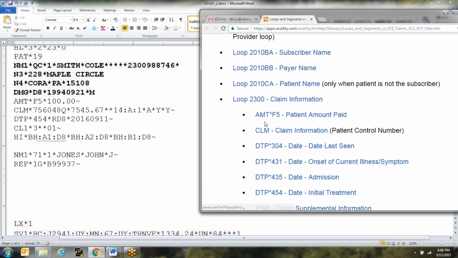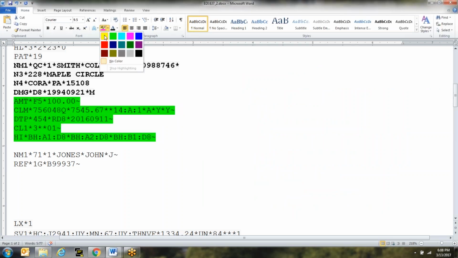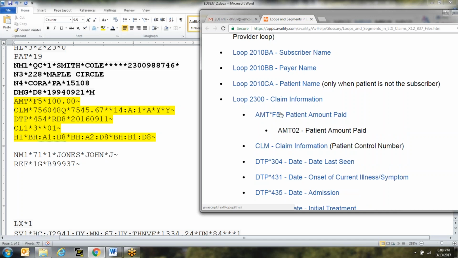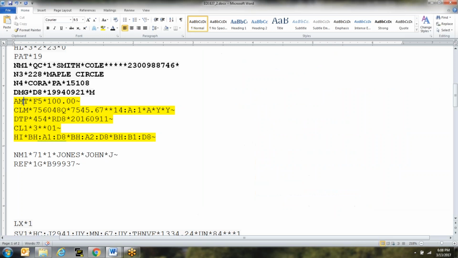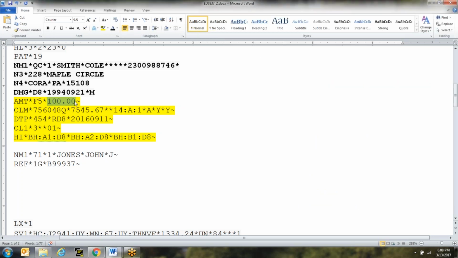When you open this claim information, you look at this AMT*F5. That's the first segment of this particular loop. So let's highlight this. Patient amount paid. So AMT*F5. This is the AMT segment. AMT01, AMT02. AMT02 is patient amount paid. This is the amount which the patient paid at the time of getting his treatment.